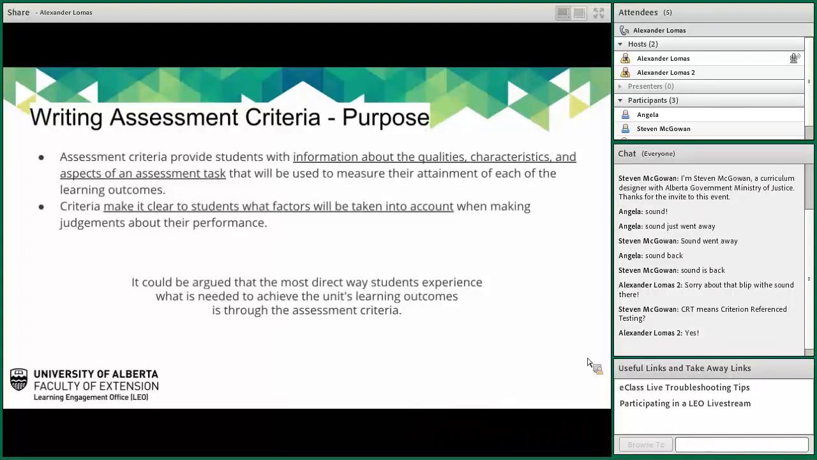So it could be argued that the most direct way that students experience what is needed to achieve the unit's learning outcomes is through the assessment criteria. So it's really getting them to understand what it is that you're asking of them. So whether it's a language issue or whether it is a content issue, either way, it's critical that your students understand what it is that you're trying to achieve.